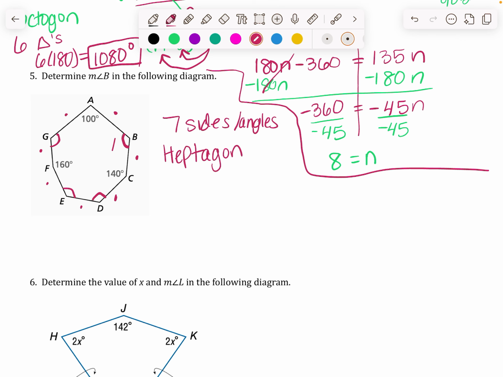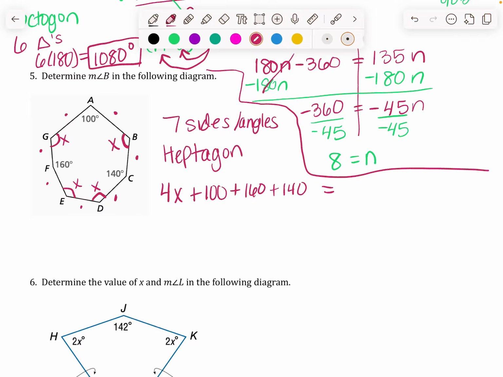Let's call those X. And so we are going to have a total of 4 angles that are the same thing. So we got 4 X's. And then we have 100 degrees, 160 degrees, and 140 degrees. And now we need to figure out what the total is equal to.